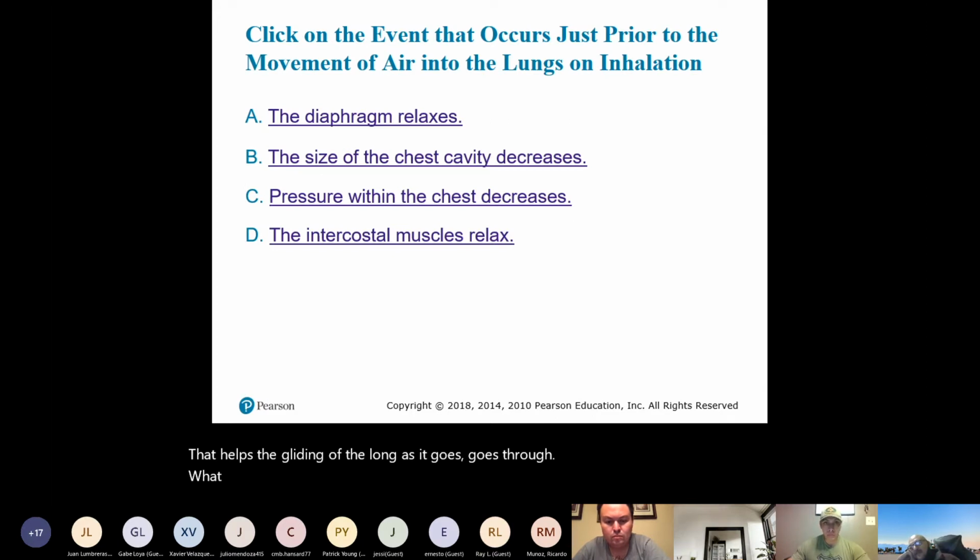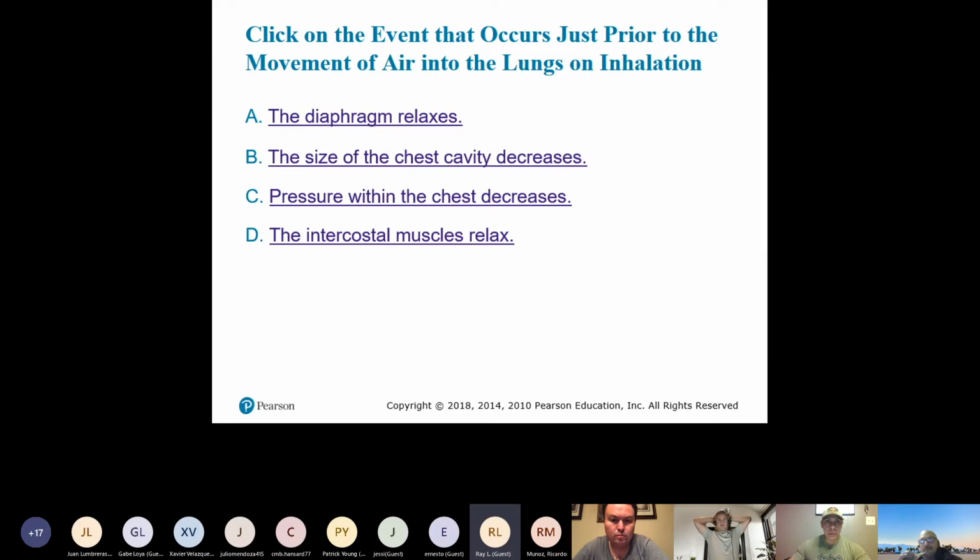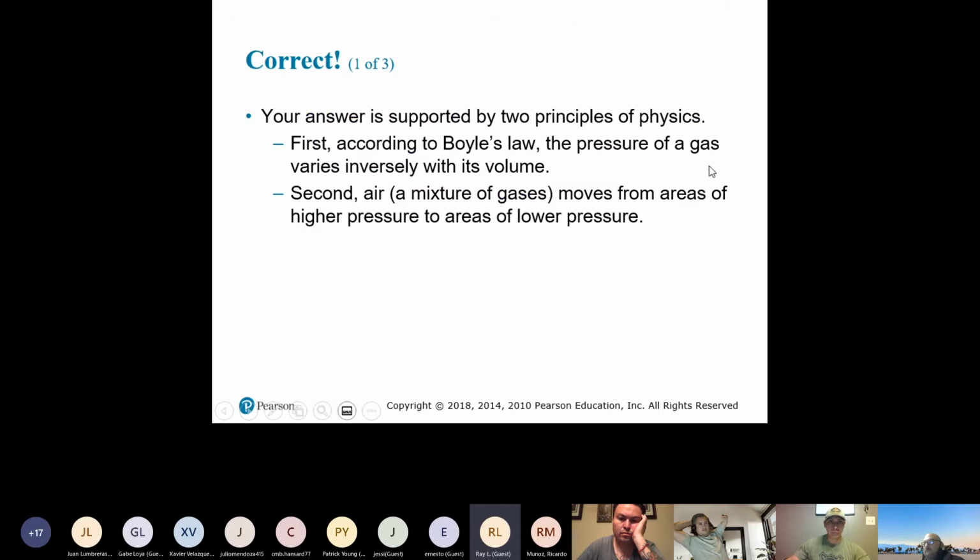What occurs just prior to the movement of air into the lungs on inhalation? C or D? D. D? On inhalation? Mm-hmm. Oh, wait. Movement. Good job, Marisol.